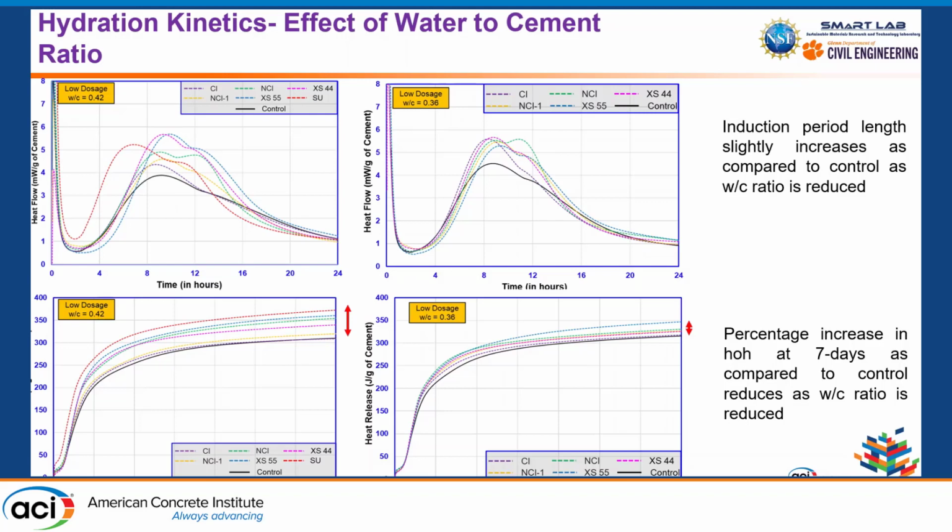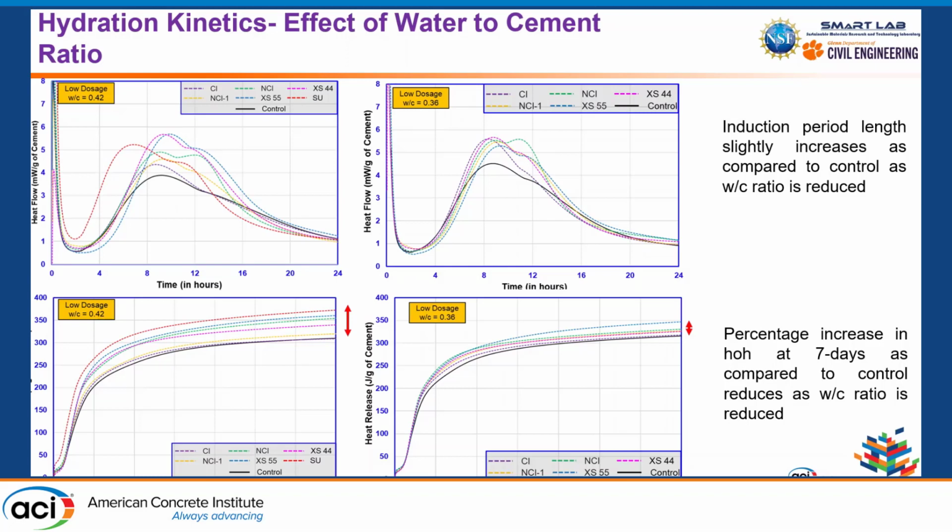You don't get much retardation in any accelerator except for XS55, which we saw earlier. But when you go to 0.36 at low dosages, all the admixtures retard. Here, there's no aluminum sulfate because it could not be mixed under the same conditions as we were mixing the other accelerators. So we haven't included that data.